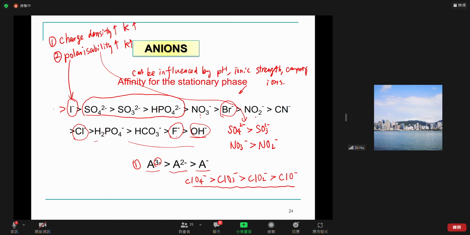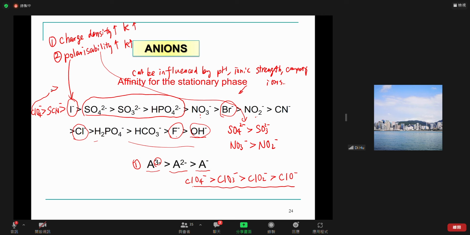And then thiocyanate has an even stronger affinity than that. ClO4, this one, the perchlorate, has even stronger affinity than thiocyanate. Okay, so you may wonder what is A3 minus. A3 minus you often encountered, let's go here. Because there's someone even larger than that.